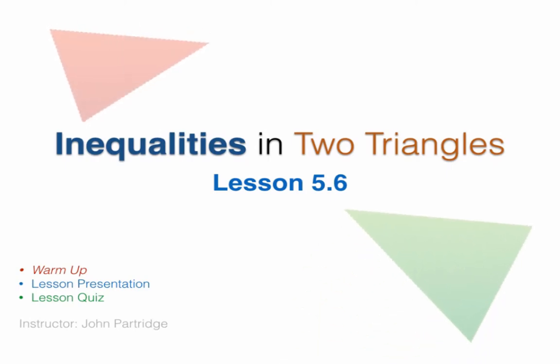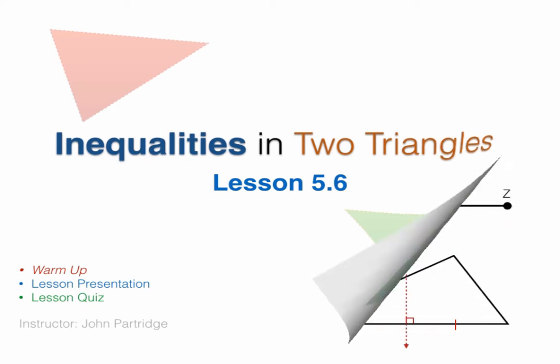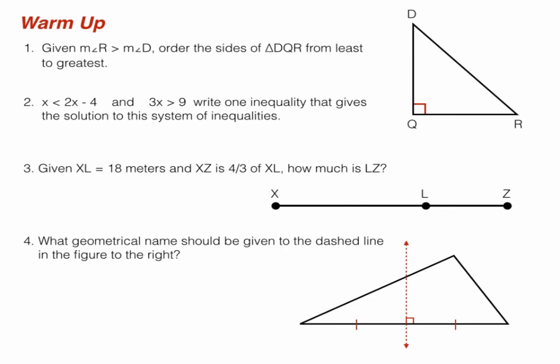Welcome to Lesson 5.6, Inequalities in Two Triangles. Let's go ahead and begin the warm-up. Go ahead and pause the video now. QR is less than QD is less than DR. X is greater than 4. LZ is 6 meters. The name we're looking for is perpendicular bisector.